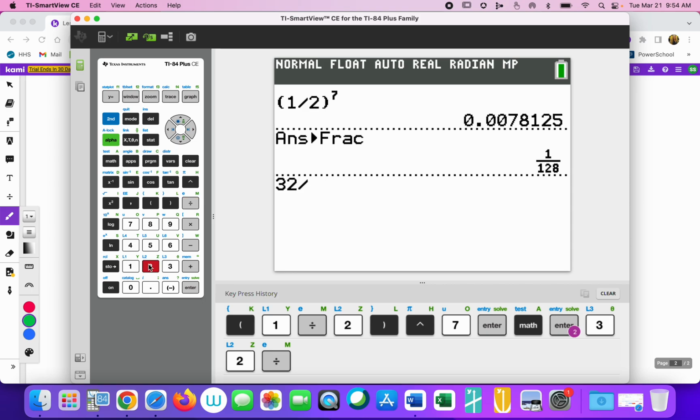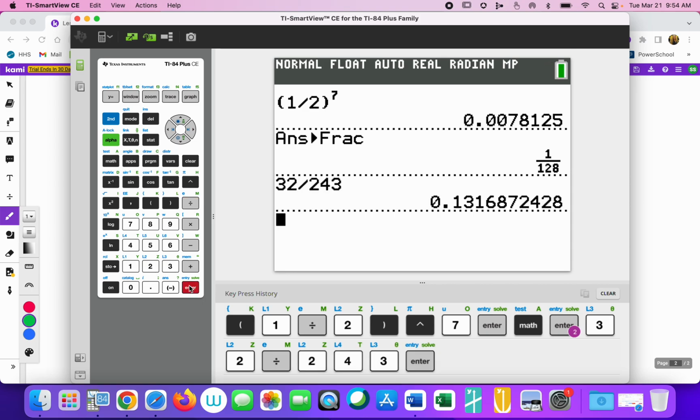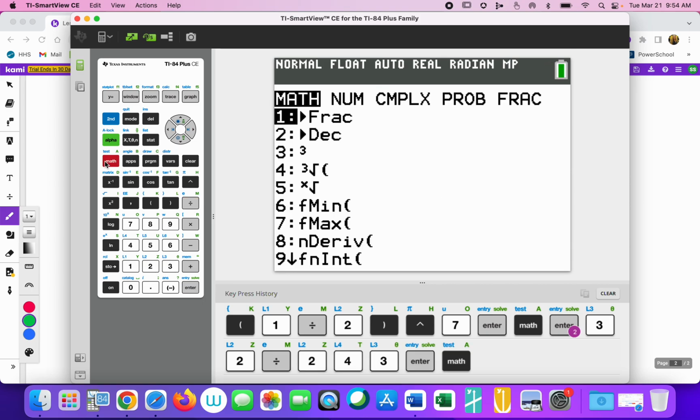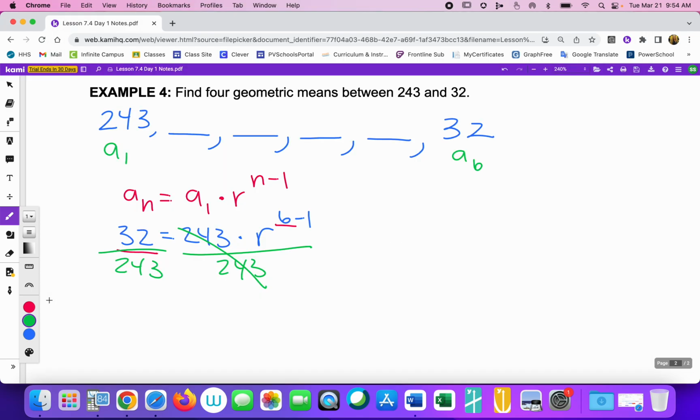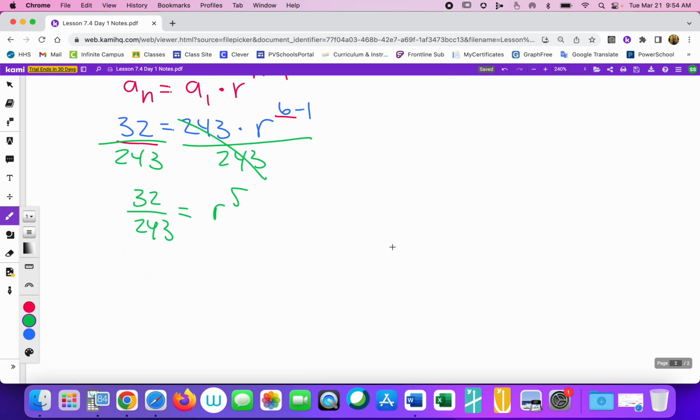32 divided by 243, not a whole number. If you turn it back into a fraction, so hit math fraction, it puts it back into 32 over 243. That means it's as reduced as it can get. So we're going to leave it, but you can always check that. So we have 32 over 243 equals r to the fifth power. So 6 minus 1 would be 5. So how do we figure out just r?